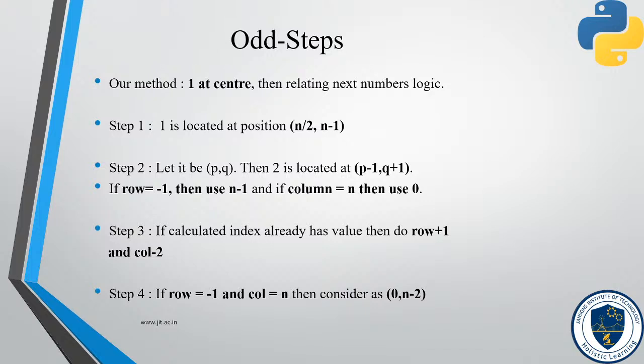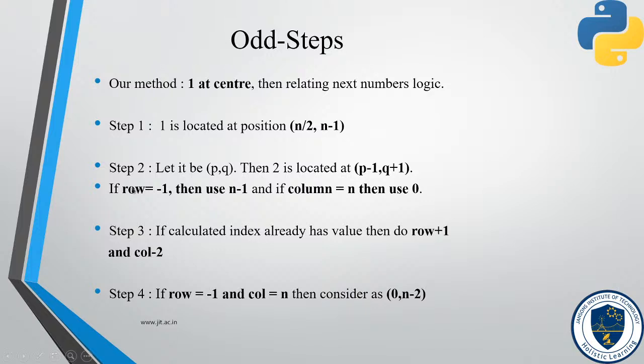Next number. So 1 has been fixed, 1's position has been fixed. So 2, 3, 4, 5 up to 9 you need to place. For that the logic is: let 1's position be assumed as p comma q, and for placing the number 2 you will be analyzing p minus 1 and q plus 1. So the p value will be taken from here, n by 2. If it is 1, p minus 1 will be 1 minus 1, 0. If the n minus 1 value is 2, then q plus 1 is 2 plus 1, which is 3. So this is the logic, and here we have a condition.